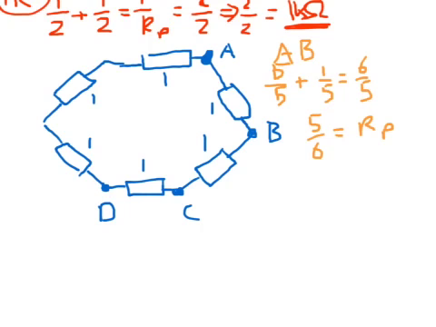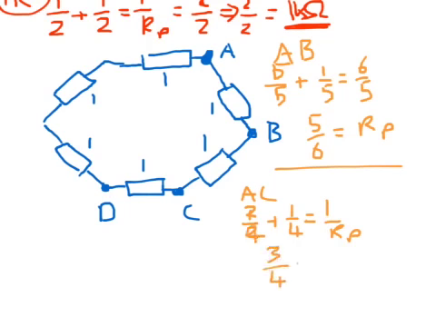If we do it between A and C, we've got 1 over 2 plus 1 over 4, and this is k, remember, equals 1 over the resistance in parallel, and 1 over 2 in terms of 1 over 4 is 2 over 4, so that gives us 3 over 4, which means 4 over 3, 4/3 is our resistance in parallel, which is 1.3 recurring.